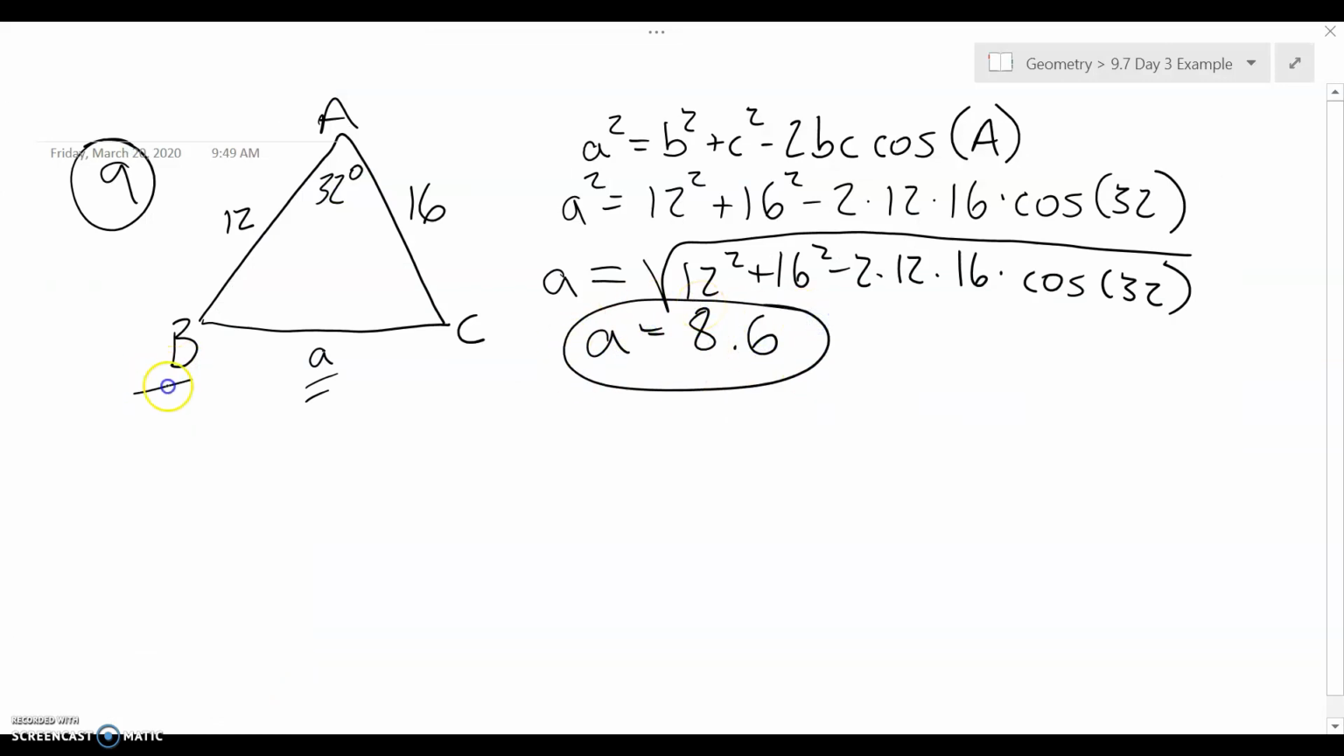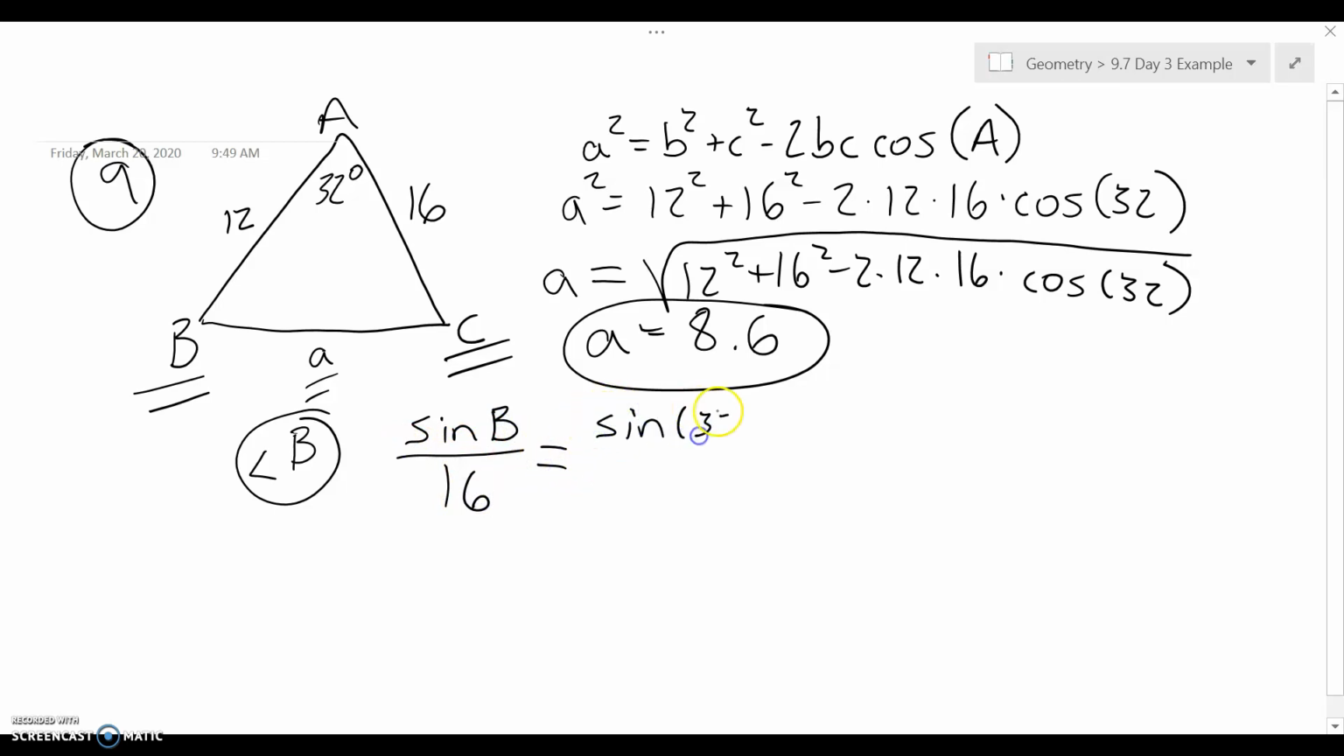Okay, now what we have to do is go after the two angles, so angle B and angle C. So it doesn't really matter which one we choose. I'm going to go after angle B first. And to do that, I'm going to use law of sines. So just like the previous example, we're going to use law of cosines for the first piece, but then we're going to switch over to law of sines, which is a bit simpler and faster. So sine of B over 16 equals sine of 32 over 8.6.